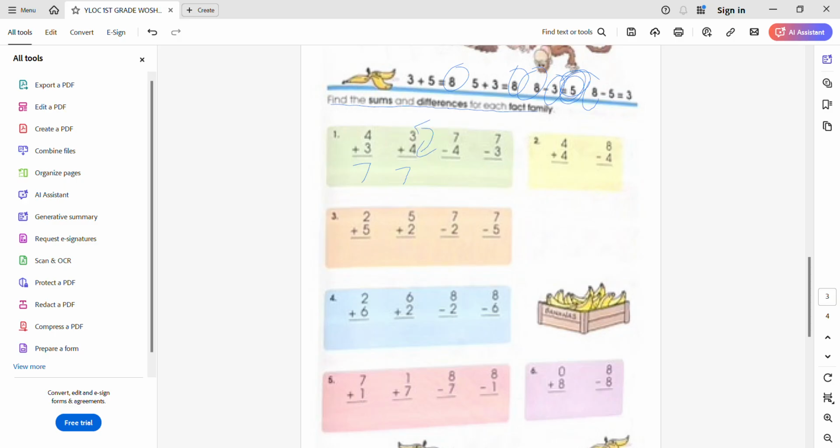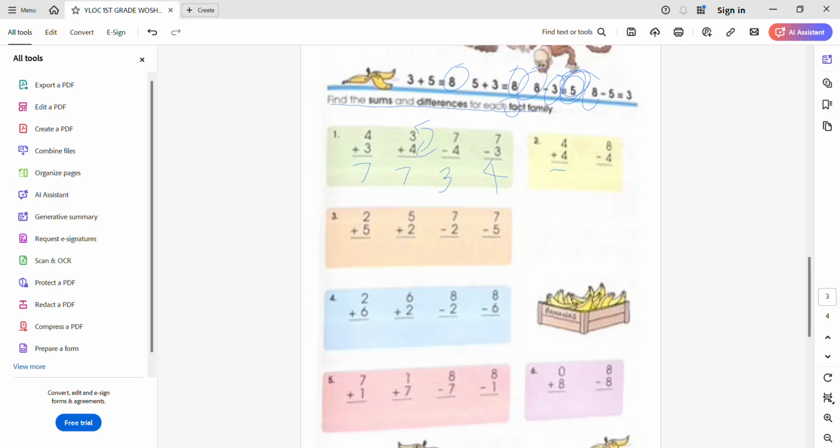7 minus 4, however, we take away 4 from 7. So if you use your fingers to count, you will be left with 3, right? And for the opposite of this, you'll be left with 4. Why? Because you know the fact family for it, 3 plus 4, and if you switch that number, it will still result in 7. 7 minus whatever number, it will still result in the other number that wasn't used in the equation.